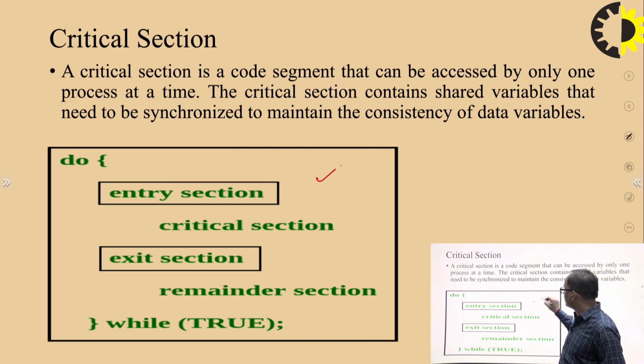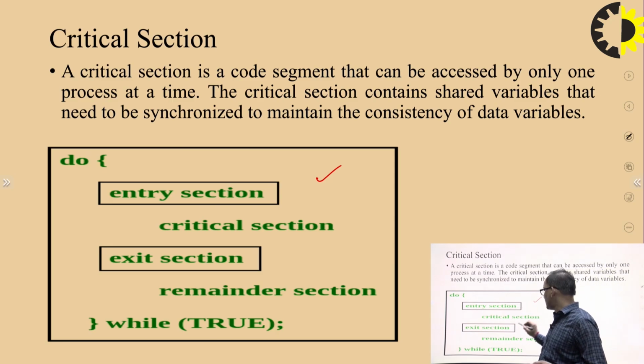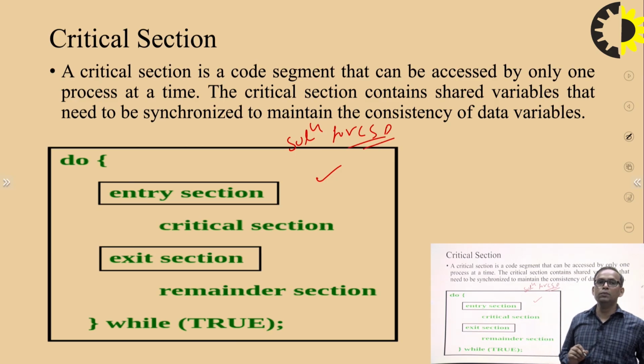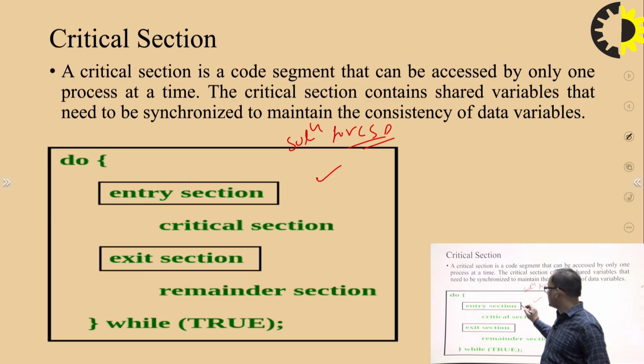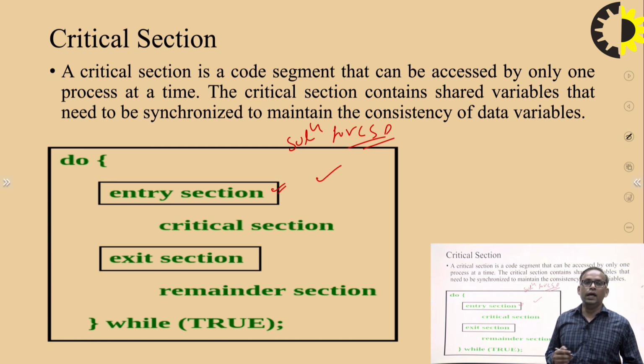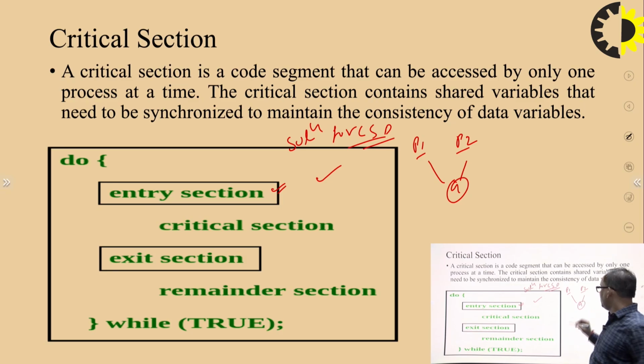This is the basic structure of the critical section: first the entry section, second the critical section, then the exit section, the remainder section, and true. Basically this is the structure of the solution for the critical section problem. It means whatever solution we design for the critical section problem must follow this structure. In the entry section, suppose there are two processes, P1 and P2. They share a common variable A. P1 wants to increase the value of A by 1 and P2 wants to decrease the value of A by 1.